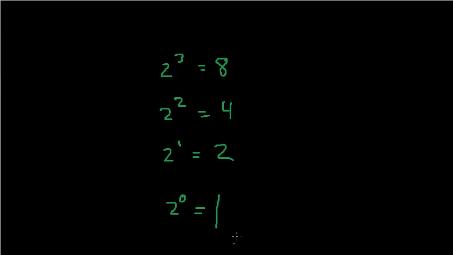When I had 2 cubed here, I had 8. When I got 2 squared, this is 4. 2 to the first then is 2. And 2 to the 0 power, in this case, if we follow that trend, it should be 1. And we'll see anything to the 0 power is 1. So 3 to the 0 power is also equal to 1.